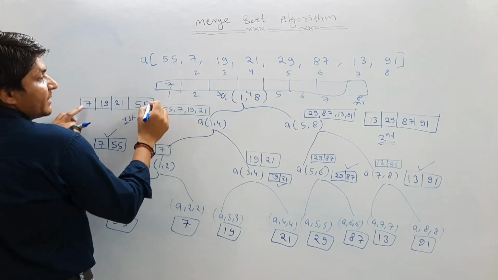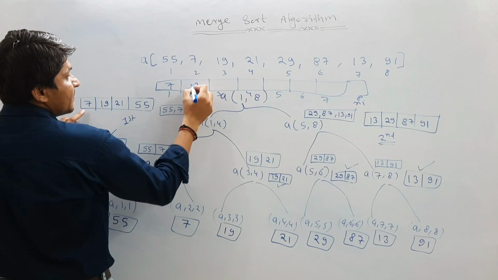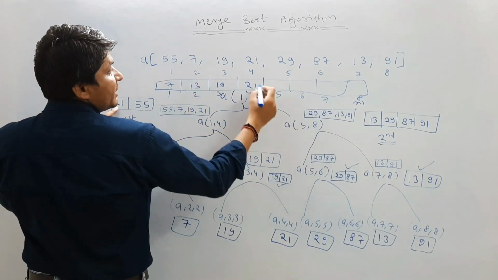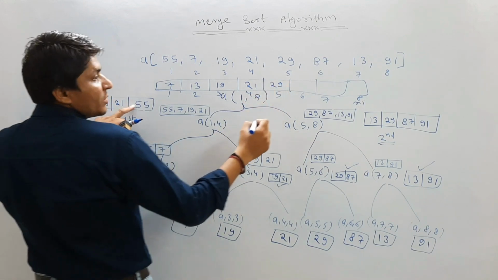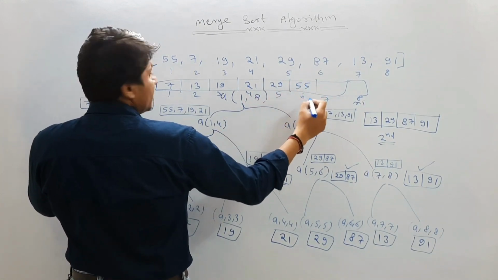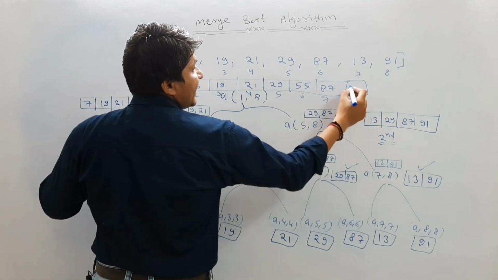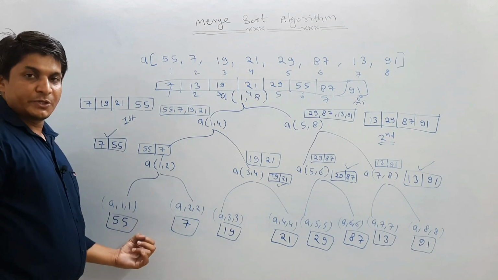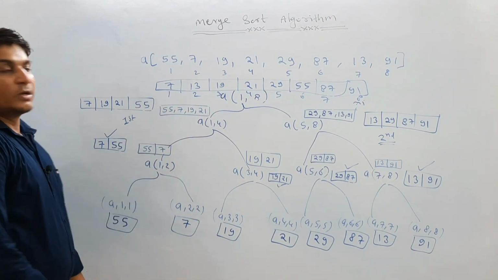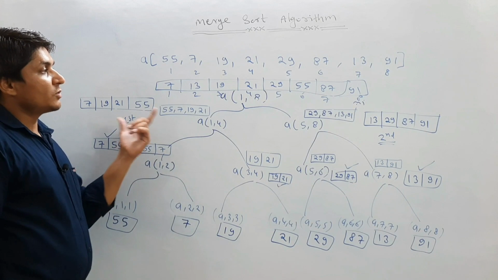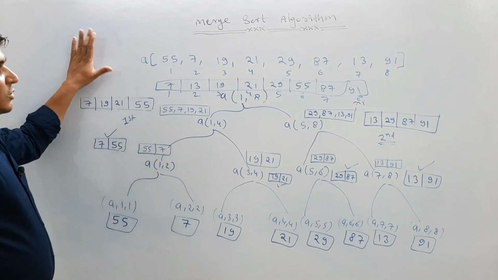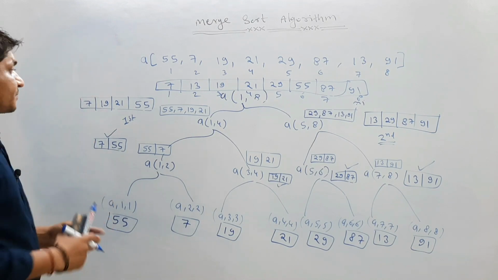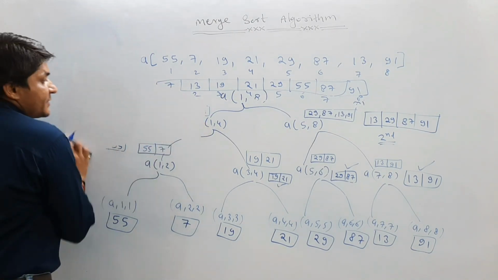So 7 you will get here, then 13 will come here, then 19, then 21, then 29, then 55, then 87, and 91 will come here. So like this you can apply merge sort, then you can apply the merge procedure. So this is how you are going to apply merge sort on an unsorted array. So this is all about your merge sort. Now let me discuss some more points about the merge sort and merge procedure. So let me explain those points.